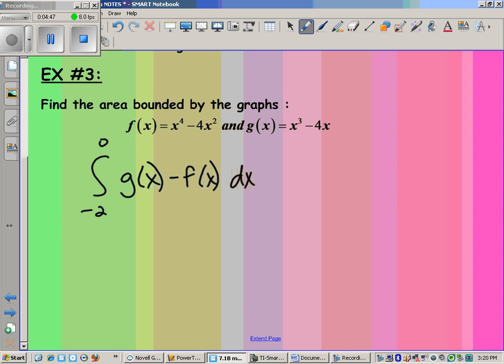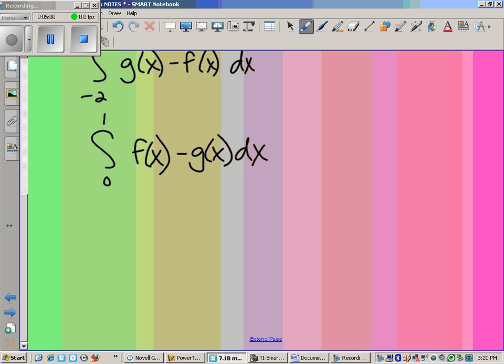Then we have from 0 to 1, and who was greater on that interval? My f function was. And then from 1 to 2, and in that interval, g of x was greater. So I'm going to set up my 3 different intervals.